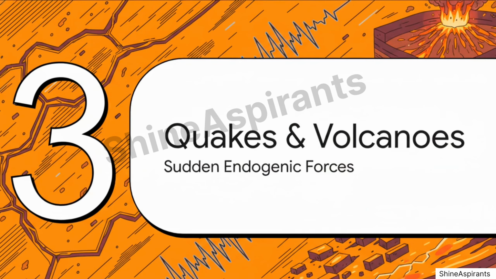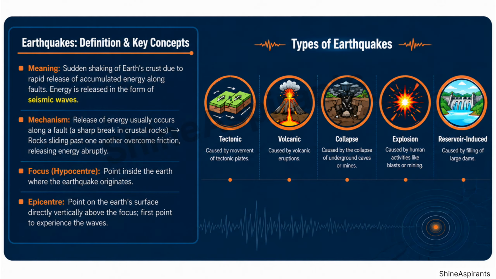Section 3. Earthquakes and volcanic activity. B. Earthquakes and seismology. Meaning, sudden shaking of Earth's crust due to rapid release of accumulated energy along faults. Energy is released in the form of seismic waves. Mechanism: energy releases along a fault, a sharp break in crustal rocks. Rocks slide past one another, overcome friction, and release energy abruptly.